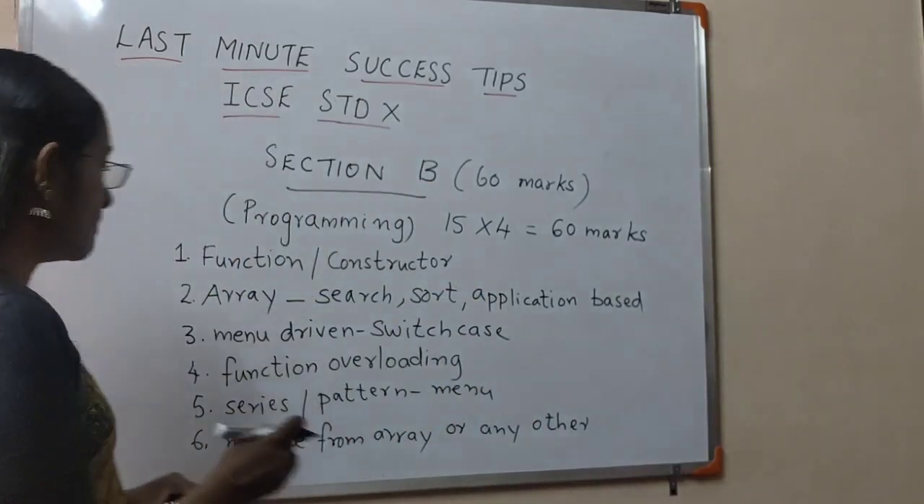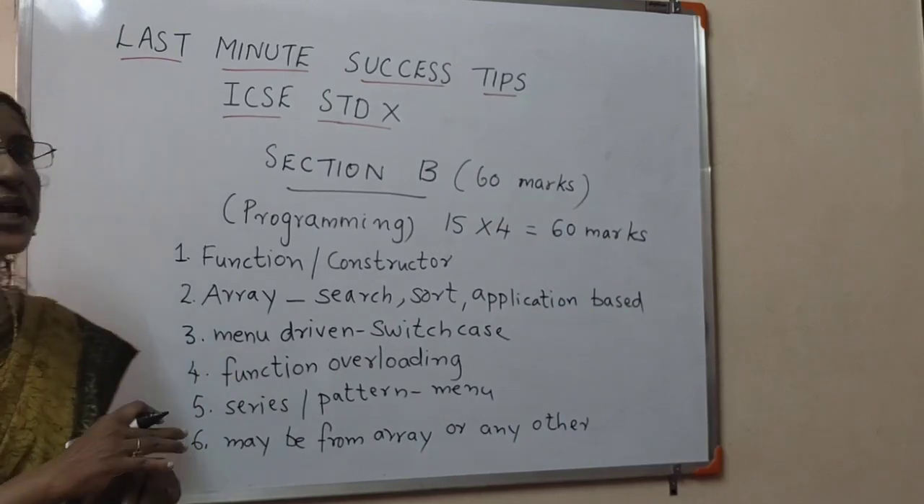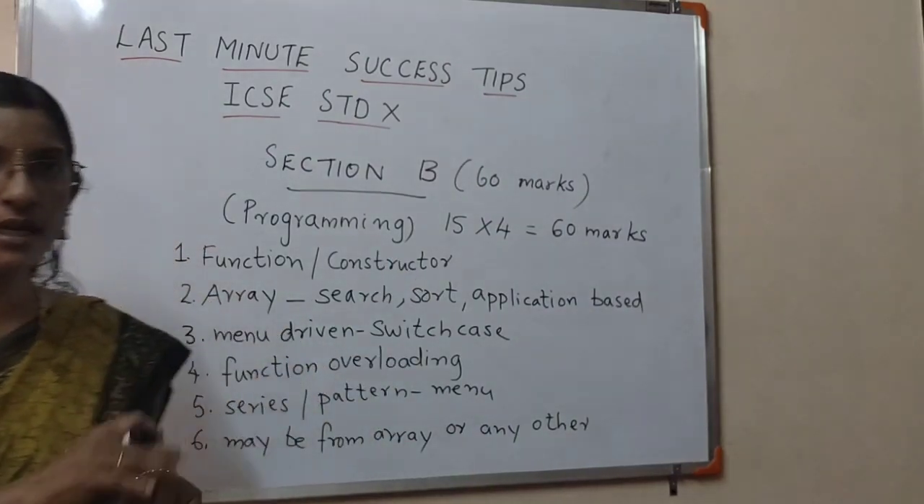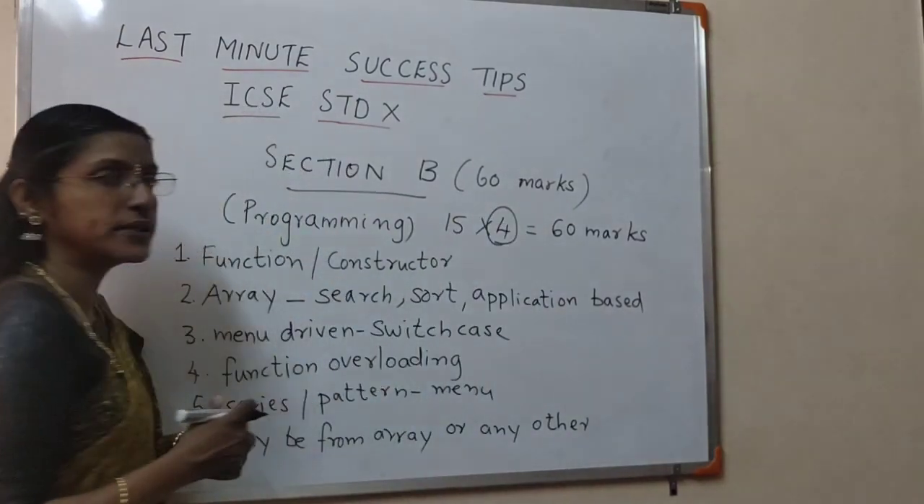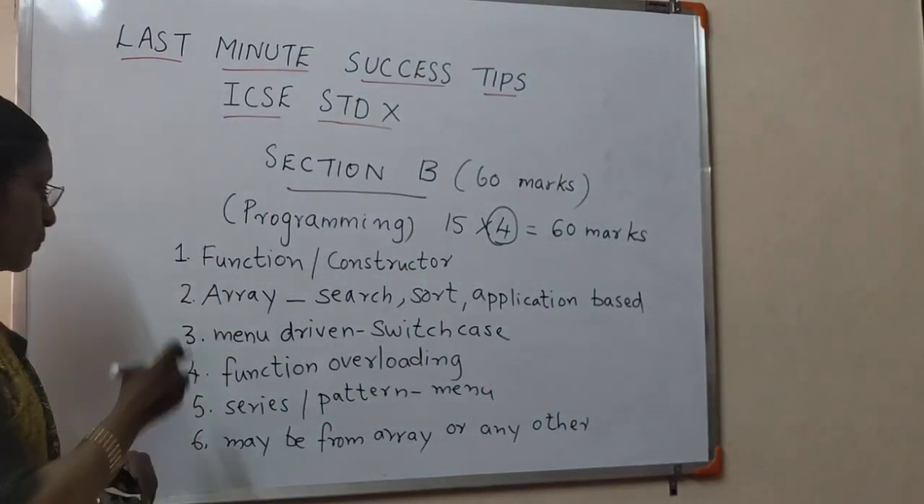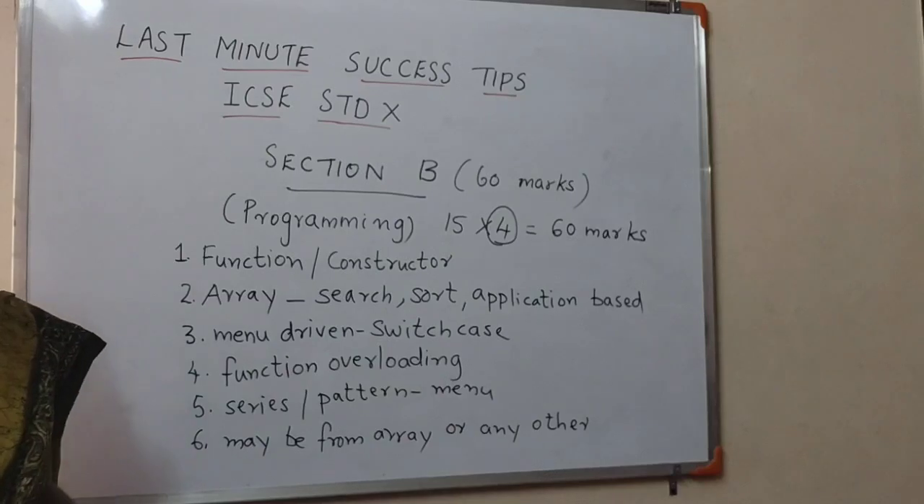Now when we talk about the 6 different types of programs which come in section B, the candidate is supposed to write only 4 programs and then we have 2 extra questions.